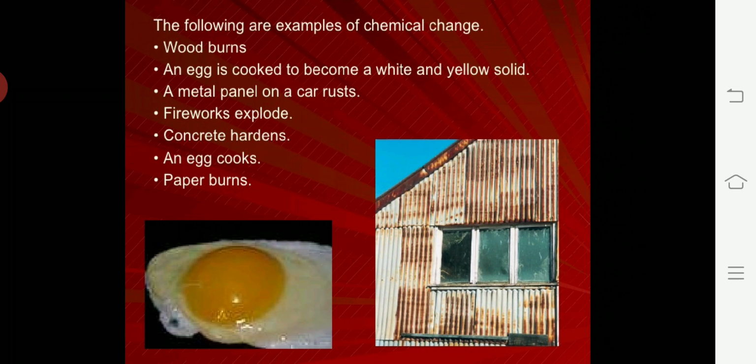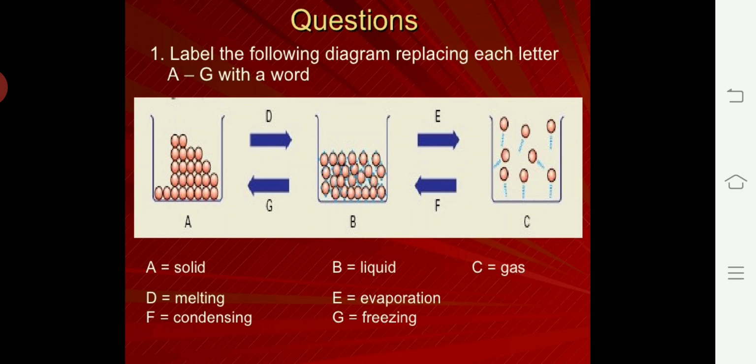Concrete hardening, an egg cooking or paper burning, all of these are examples of chemical changes. I hope children you understand what happens in these changes. Actually the entire molecular structure and the state of the molecules change, so a new substance forms.